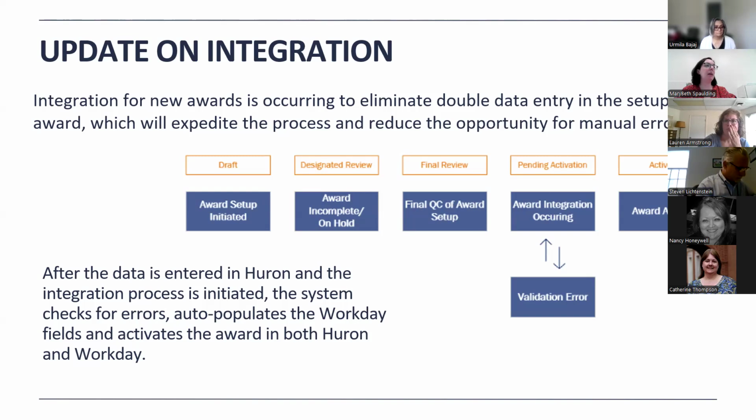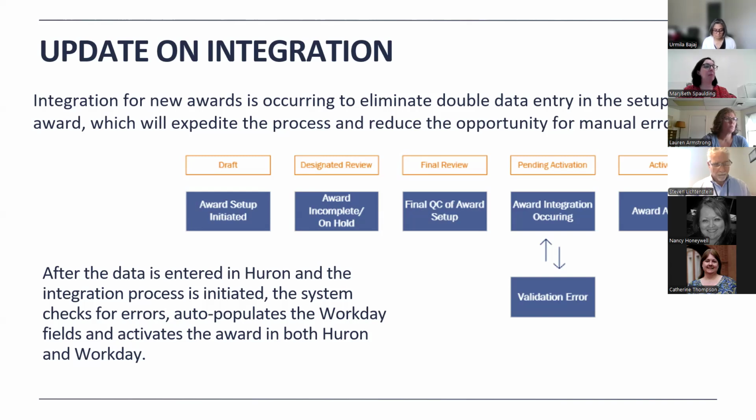So we hit that activate button. It goes into a pending activation status, and the award is going through a series of validation checks. Those validation checks are a combination of ones that we created specifically for integration, along with validation checks that have been in Workday financials and in Huron since we implemented the systems. So on a future slide, you'll see an example of a validation check of a federal award that needed the CFDA ALN number. That is basically a way to help us QC the work systematically.